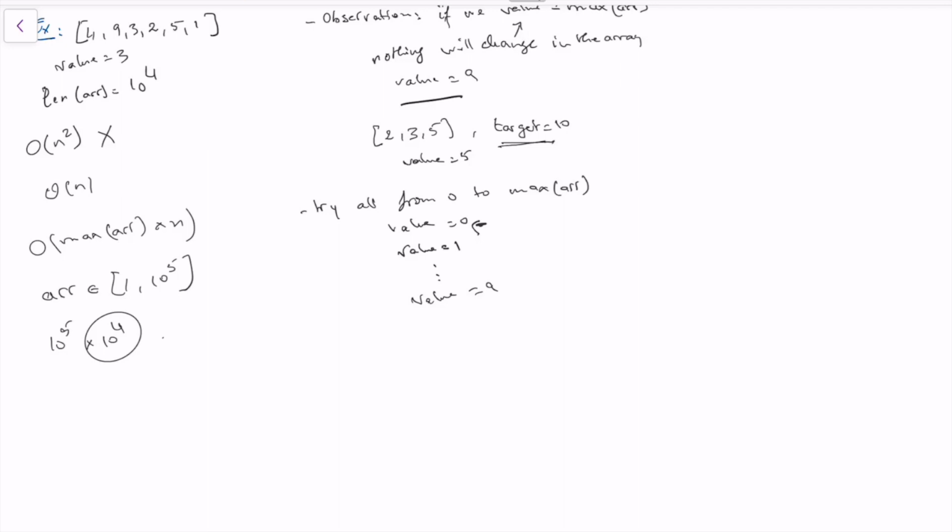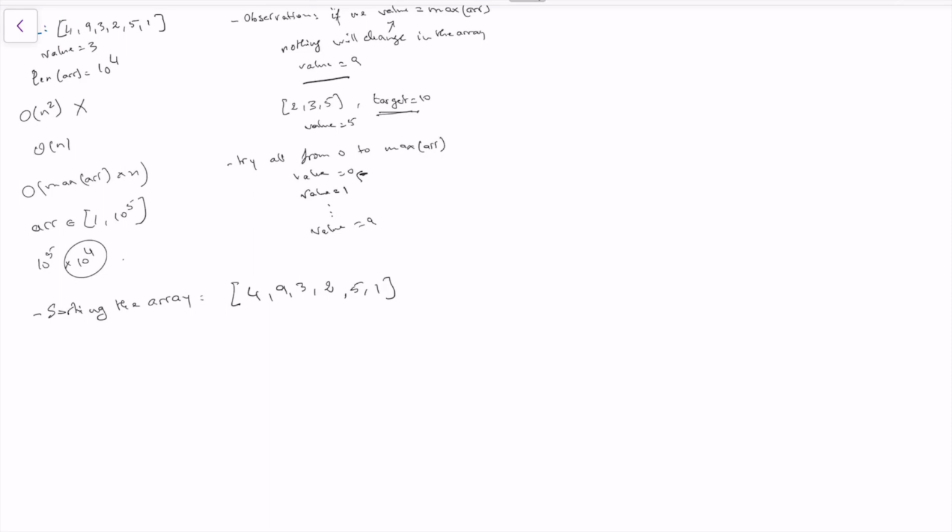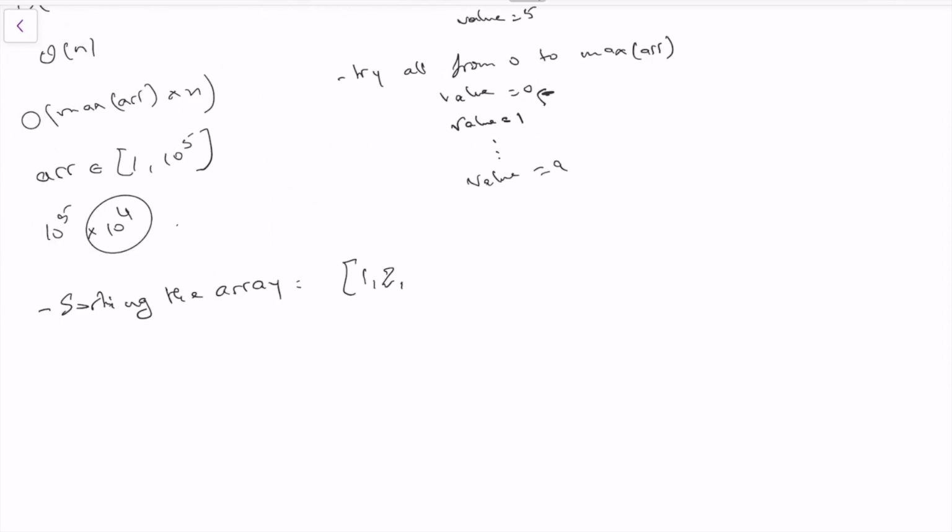So the way we can do that is, let's just try sorting, right? If we sort the array, what will happen? We'll end up with something like 4, 9, 3, 2, 5, 1, no, not like this. Sorting that array won't give us that. Sorting that array would give us 2, 3, 4, 5, 9, right?